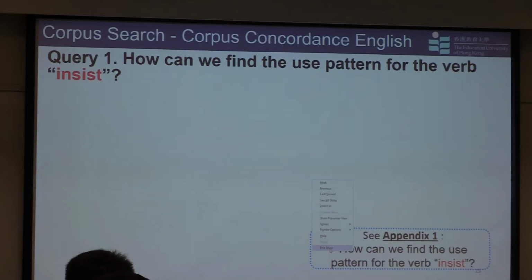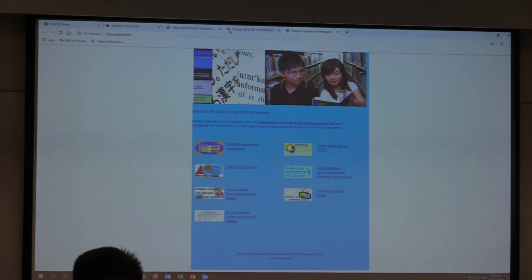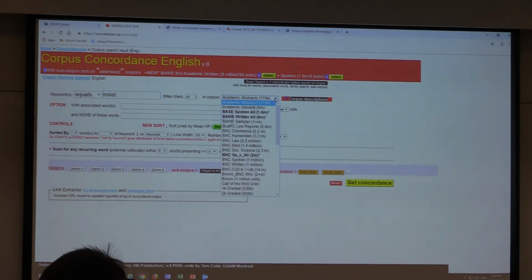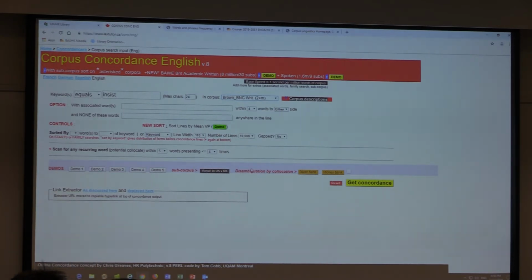Now I'm going to show you how, for example, suppose we're going to find out how we should use the verb insist. Insist, okay? So I choose, okay, that's fine. I just leave equals. I will explain to you why I choose equals later, okay? And then next, do you remember which one is my favorite corpus? Which one? Did you see it? Brown and BNC written, right? Okay, here, okay? All right.